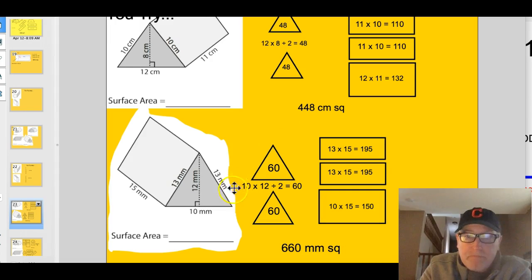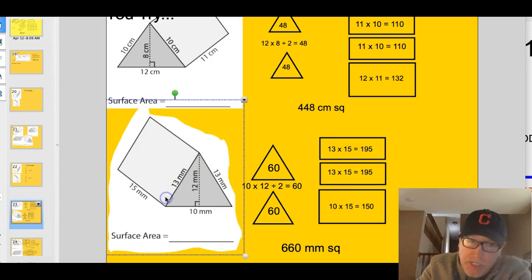Next one. Triangles are the easiest. 10 times 12 right here. Divide that by 2 because they're triangles. You've got 60. 10 times 12 is 120. Divided by 2 is 60. So there's 60 here, 60 here. You're right back at 120 because there's 2 of them.